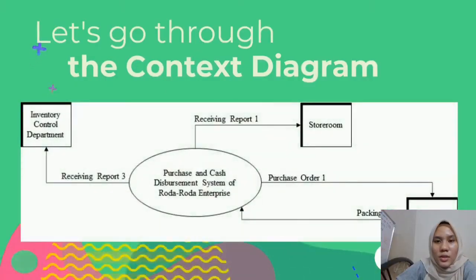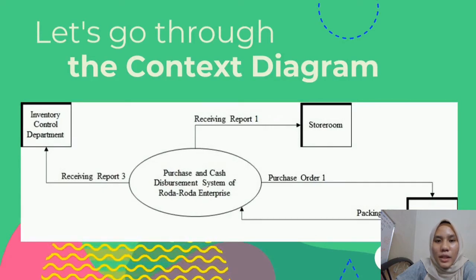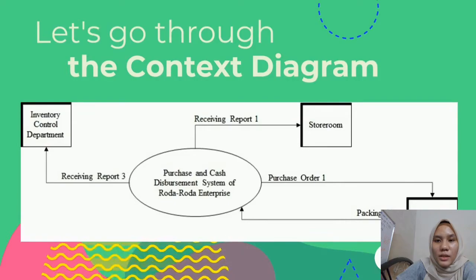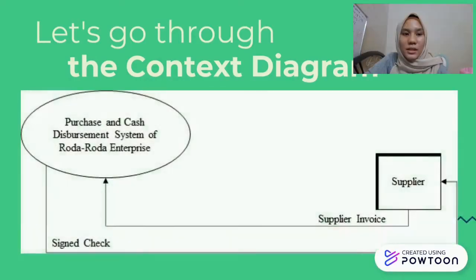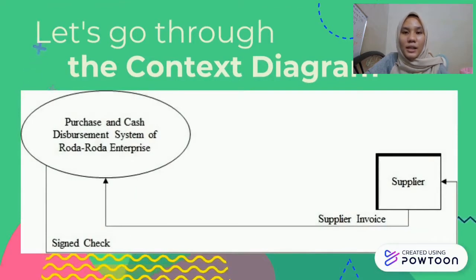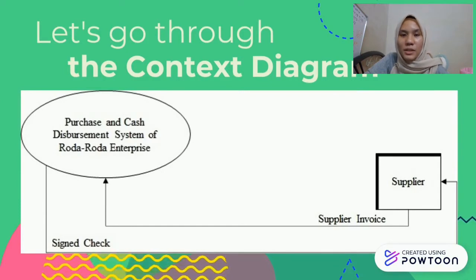Next, the purchase order system will send the first copy of the purchase order to the supplier. The supplier will send the goods with the packing slip to the system, and the system will send the first and third copies of the receiving report to the storeroom department and inventory control department. Lastly, the supplier will send the supplier invoice to the purchase and cash disbursement system, and the cash disbursement system will send the signed check to the supplier.